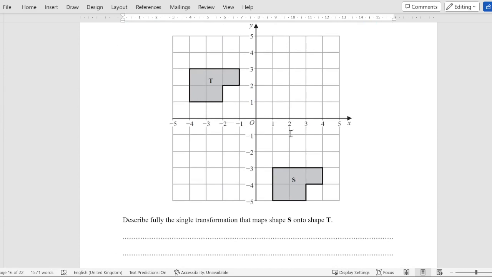Okay then, question 16. So describe fully the transformation that maps S onto T. So S onto T. Straight away, draw an arrow just to indicate which way you're going. To go from S to T, I pick a point. So let's pick this point and this point. To get from here to here, I would need to go that way and then that way. So it's going to be a translation because the shape hasn't been rotated or enlarged or reflected. So it's a translation, and then I would state the vector.